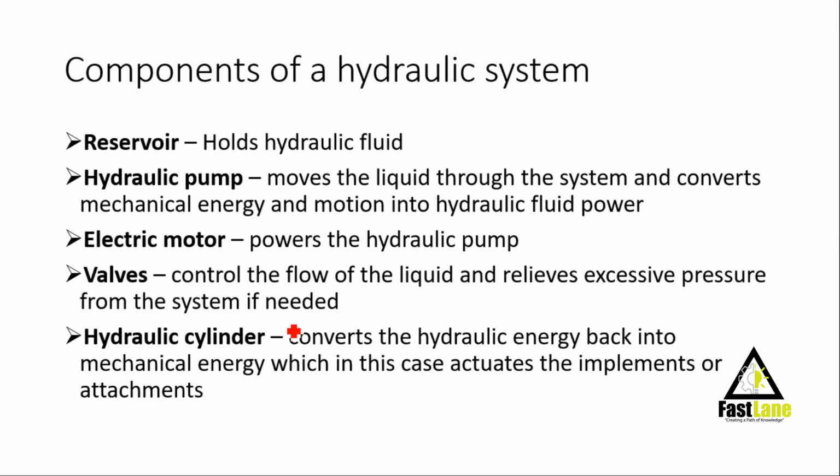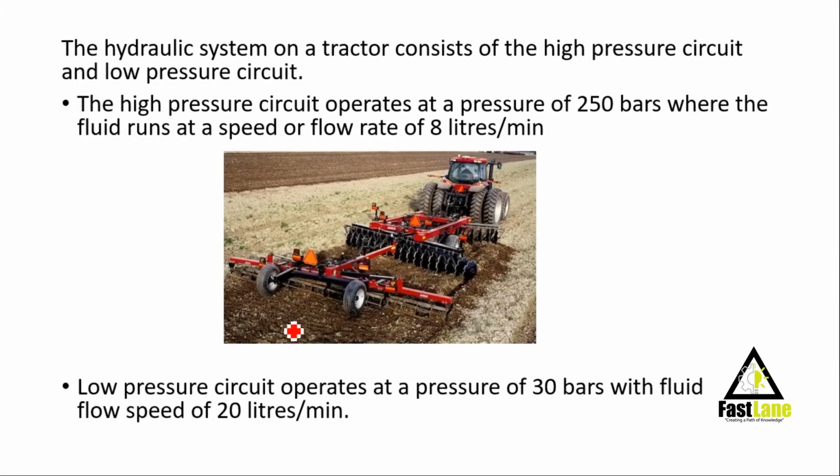So the hydraulic system on a tractor consists of two circuits, the high pressure circuit and the low pressure circuit. The high pressure circuit operates at a pressure of 250 bars. Now this is a lot of pressure, so in order to accommodate it we would need a bigger system. As we see in this case, we have the implement. Our implement is a big one, so it would need more power, more energy to lift and lower the system, and it runs at a flow rate of 8 liters per minute.